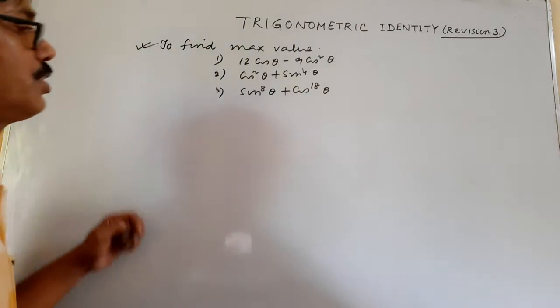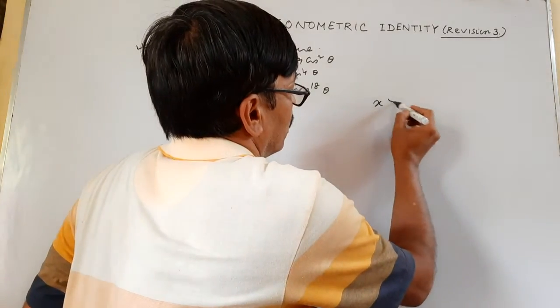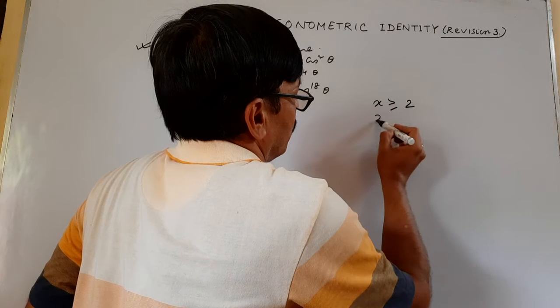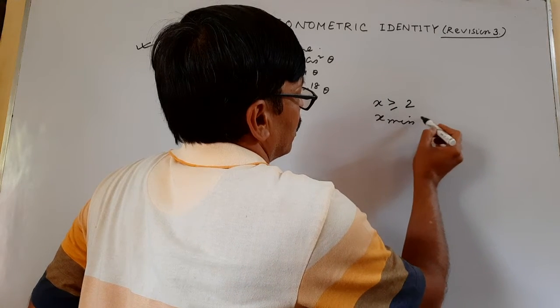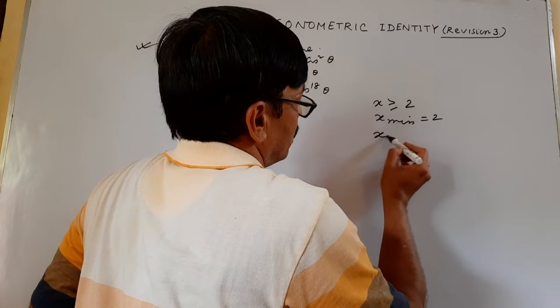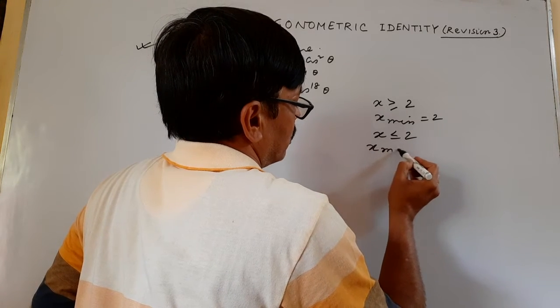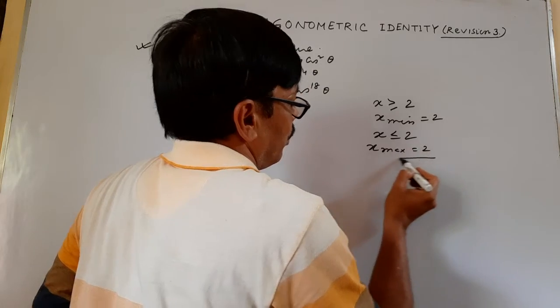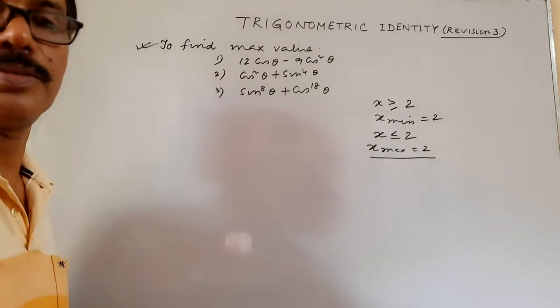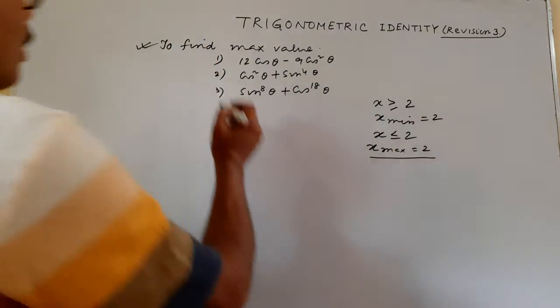So I have already stated, if we get a greater than inequality, then the minimum value x min equals 2, and if it is x less than or equal to 2, then x max equals 2. Now problem number 1.